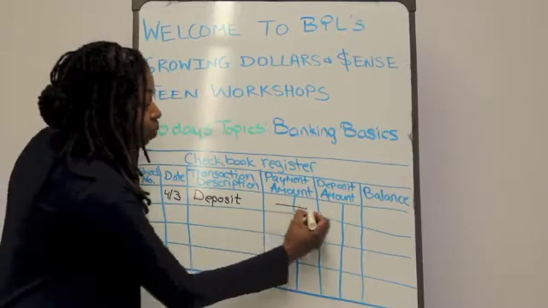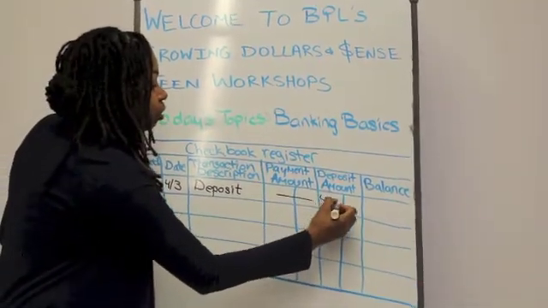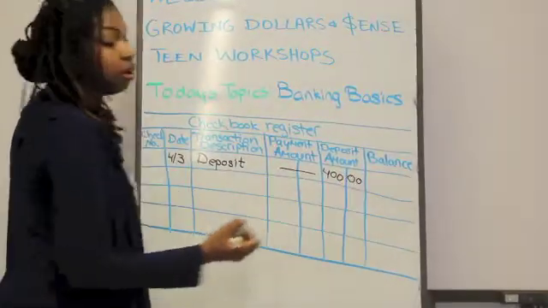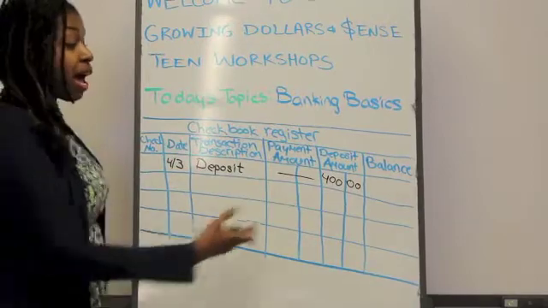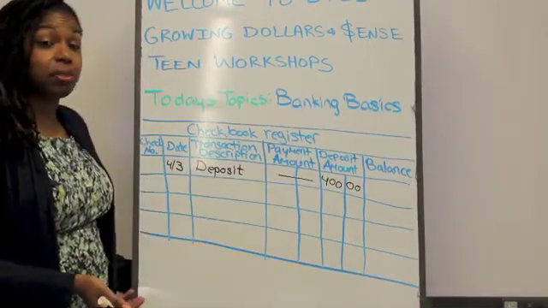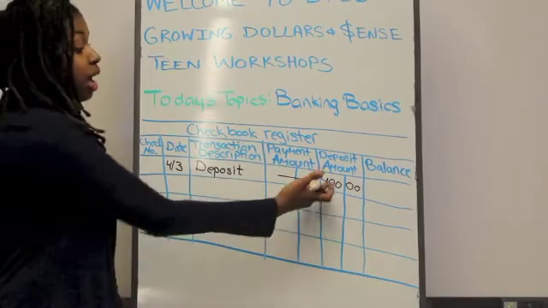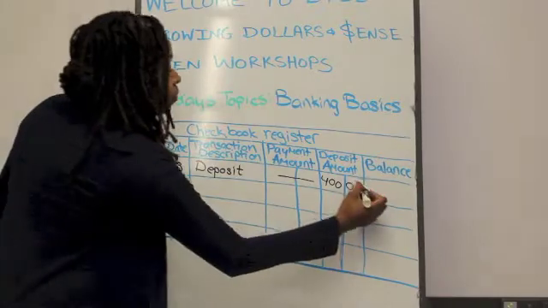So you can cross out payment so you don't write in it, and then write 400 and then 00 on the other side. And to find out your balance, you would add the deposit amount to your previous balance. So if you didn't have any money in your account before, you would be adding 400 to 0. And 400 plus 0 is 400.